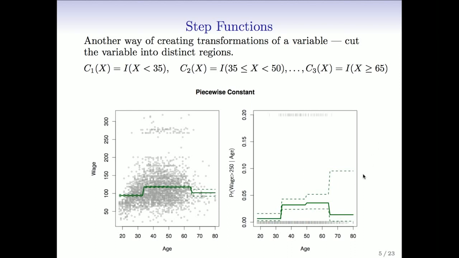Step functions, that's another way of fitting nonlinearities, especially popular in epidemiology and biostatistics in the last 20 or so years. What you do is you cut your continuous variable into discrete sub-ranges. For example, here we've cut age at 35, and again at 65. There's actually a cut at 50 as well. You can't see it here. And then the idea is you fit a constant model in each of the regions.